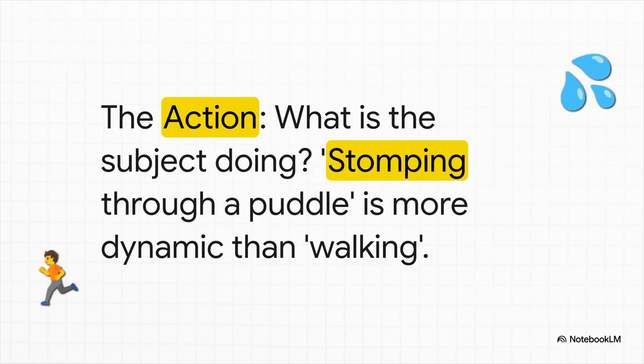Next, we have the action. What is your subject actually doing? Walking is fine, I guess, but stomping through a deep puddle, splashing muddy water everywhere? That paints a way clearer picture for the AI, and you're going to get a much more dynamic shot.